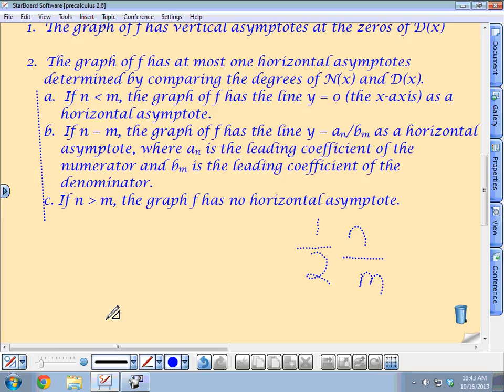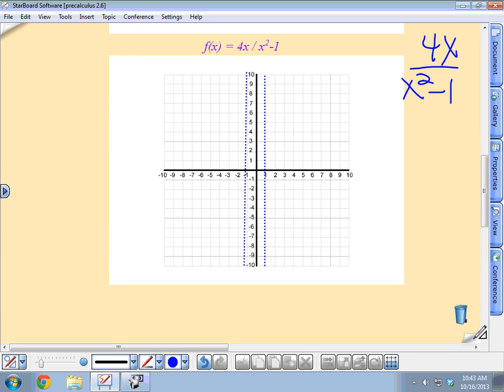So there's no horizontal. No, you lied to me. This is n here. N is less than m, right? Read those. So it's 0. So what do I have? I have a horizontal asymptote at the x-axis, right? I'm stupid. Why are we in this class?